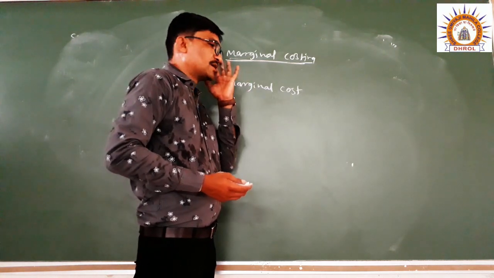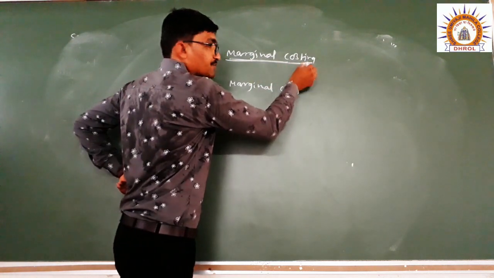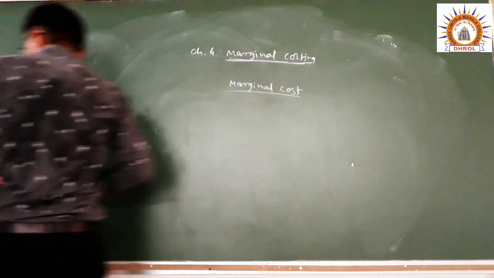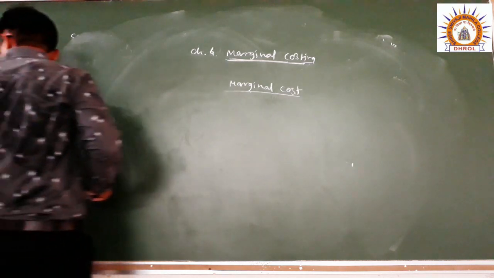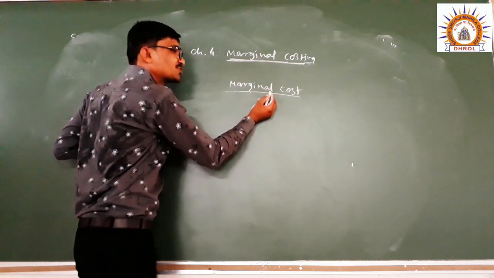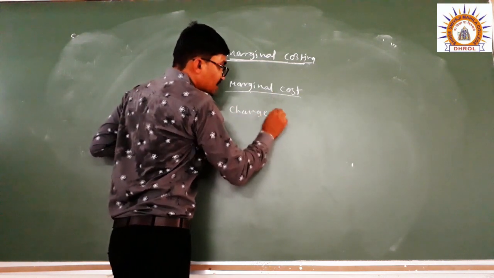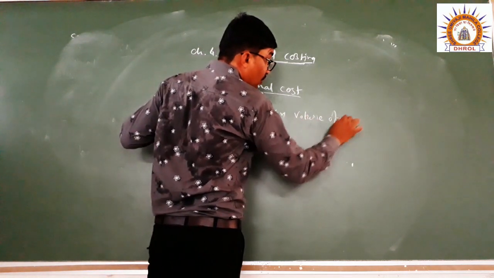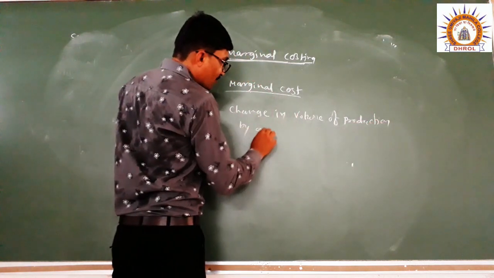Then after standard costing, here the marginal cost. Before this terminology, at least we should know marginal cost. Marginal cost is the change in volume of production by 1 unit. See, change.